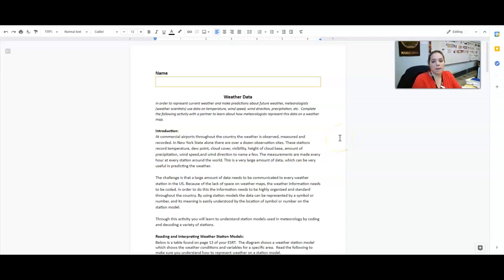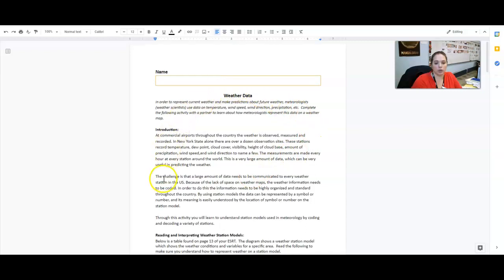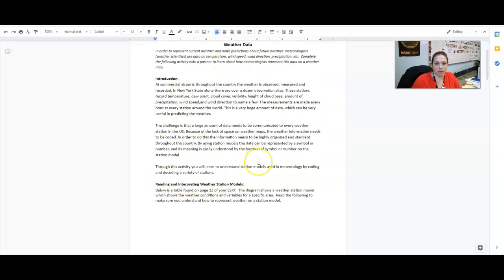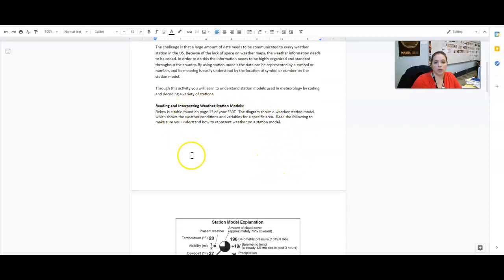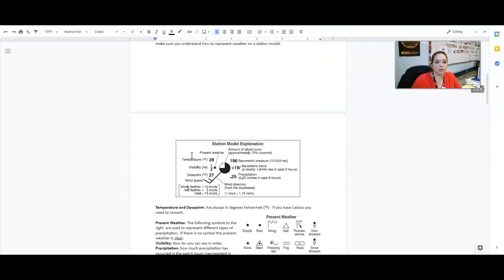So this is part one of the weather station lab activity. First things first, always put your name in the orange box. Then what I need you to do is read through all the information from the introduction. Please read through it. It will be helpful. Then we're going to look at reading and interpreting the station model, the weather station model. You'll find this on page 13 of your reference table right here.